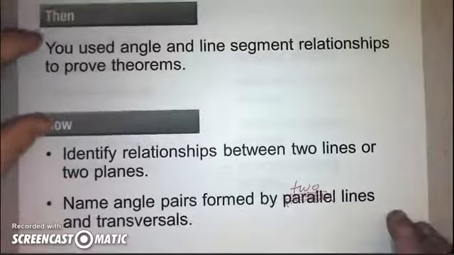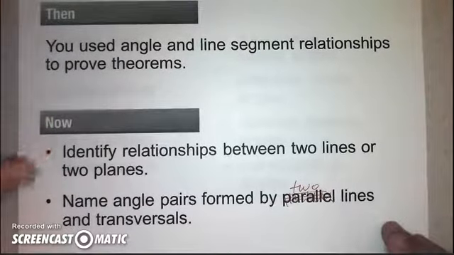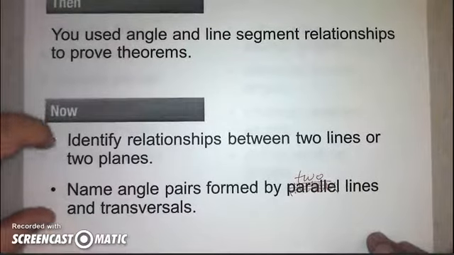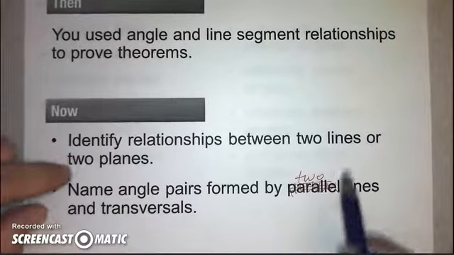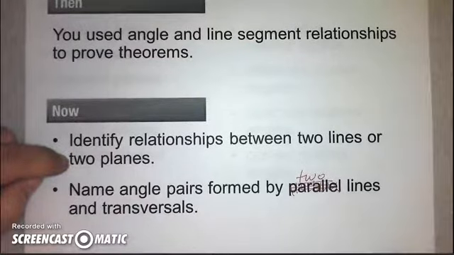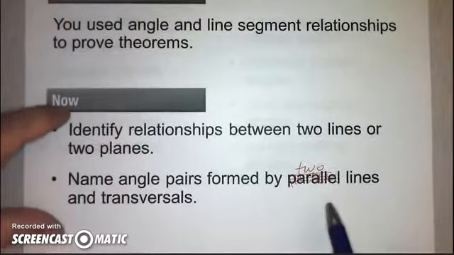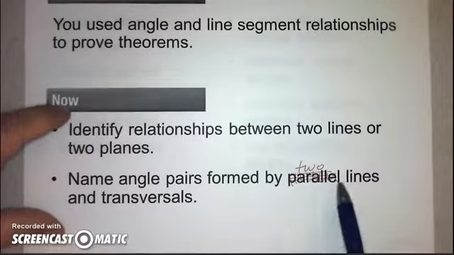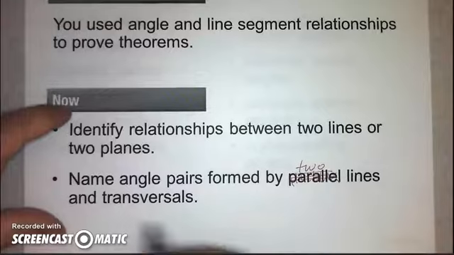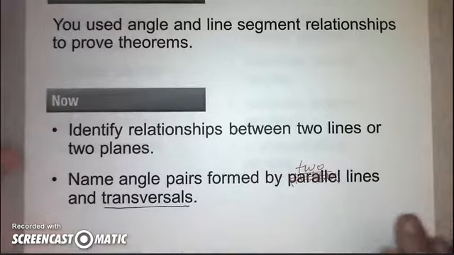Okay, once again, here are your objectives. In the past, while we've talked about angle and line segment relationships in proving theorems, we're not doing the proof part yet. We are just going to look today at identifying relationships between two lines or two planes, like are they parallel or skew, like we talked about in class. And we're also going to look at angle pairs formed by two lines. Again, don't worry, we're not talking about the parallel part yet. Two lines and a transversal, and that's your new vocab word that we're going to look at in this video.